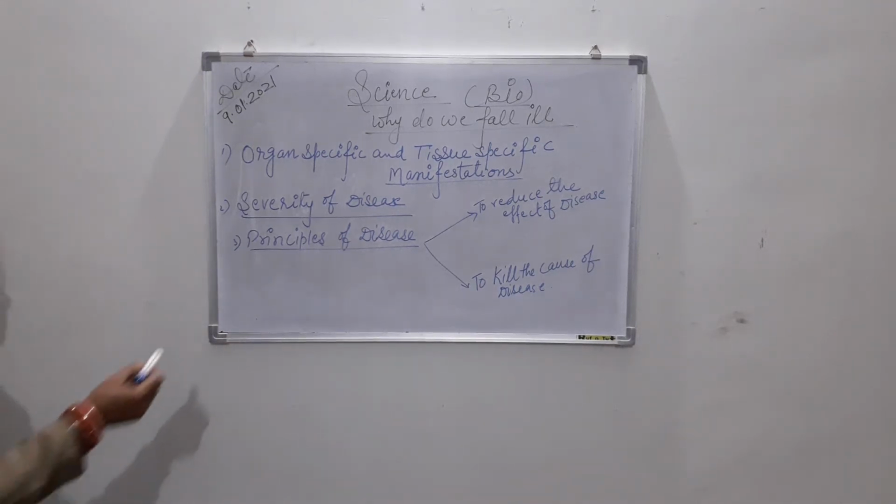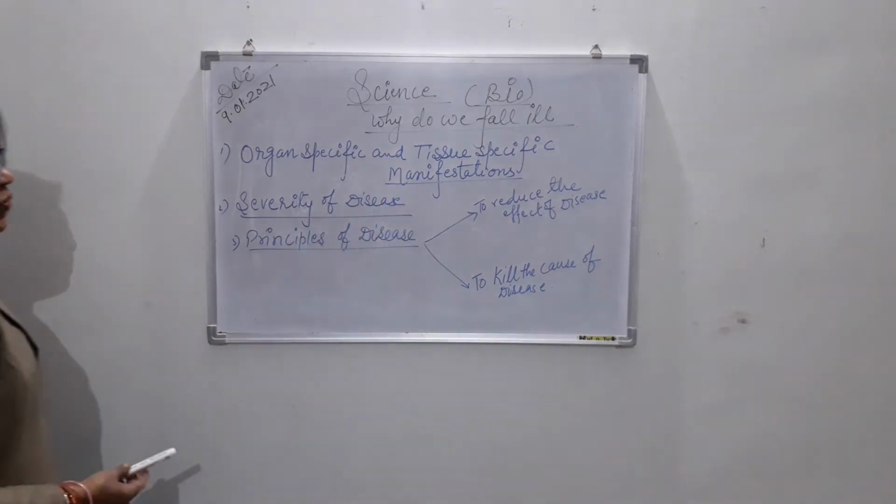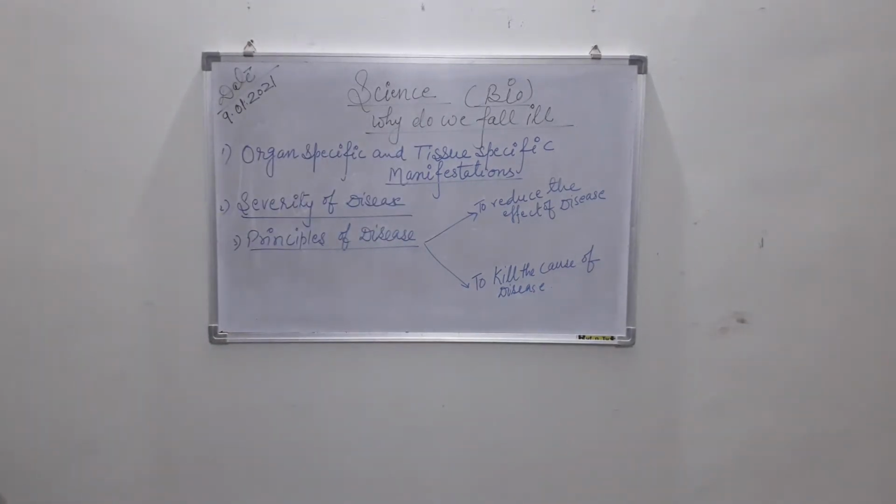Today we are going to discuss organ-specific and tissue-specific manifestations. Children, once the disease-causing microorganisms enter the body, through various means they start reaching every organ, tissue or cell of the body. If you compare the size of microbes with the human body, the body is very large. Do you think all the microbes go to the same organs or tissues, or to different places?